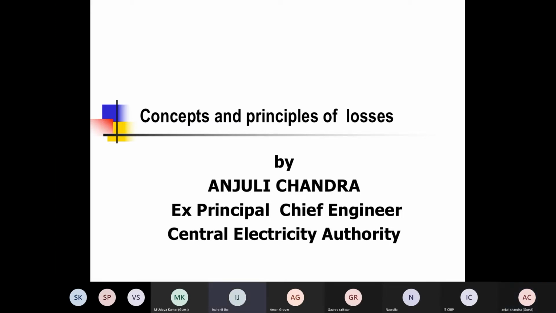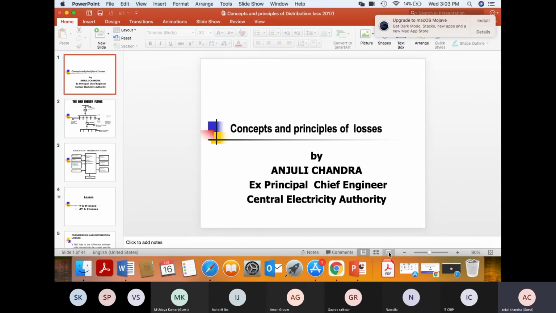T&D loss is the difference between the energy injected into the system and the units billed to the ultimate customer. Therefore, it is energy input minus energy billed, over energy input, into 100%. Yes. So, it is the loss in the transmission and the distribution system.